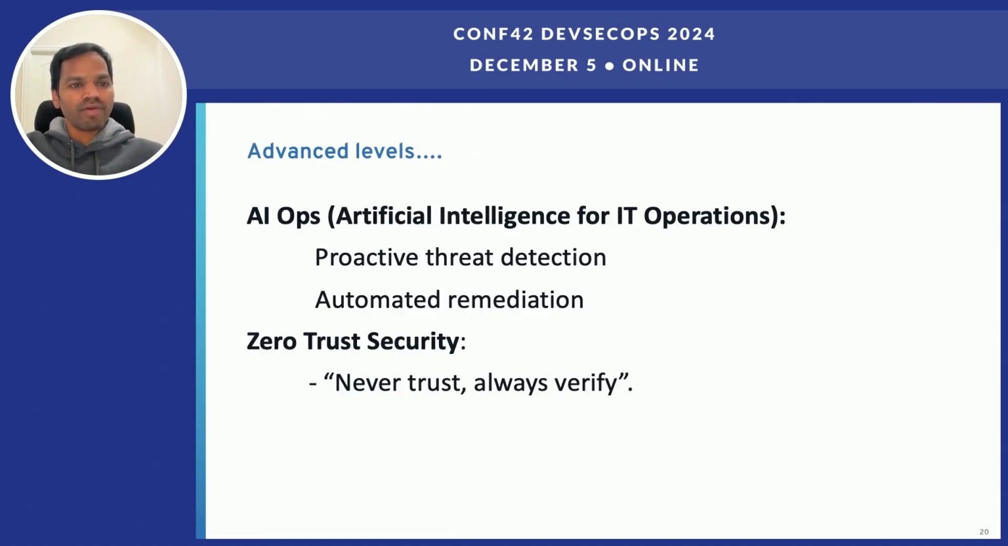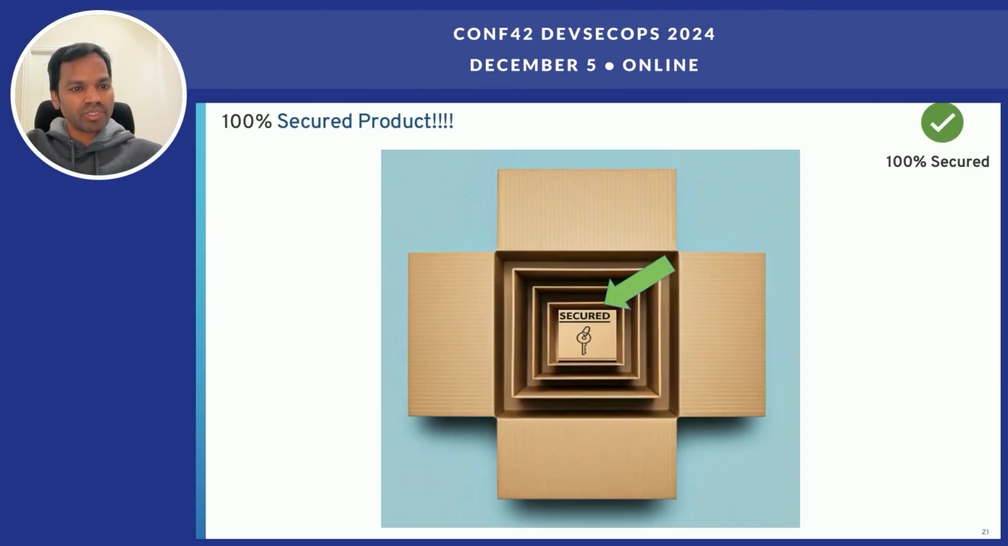We can also leverage proactive threat detection and self-healing processes. One more last thing is the zero trust security model. It is a principle to follow: never trust, always verify. One example is to apply it for granular access control. Here is the 100% secure protected product enclosed by multiple levels of security. You can see the secure product within the multiple layers of security. Conclusion.